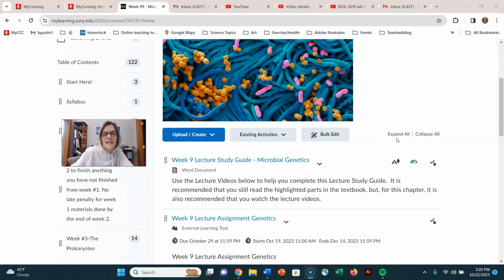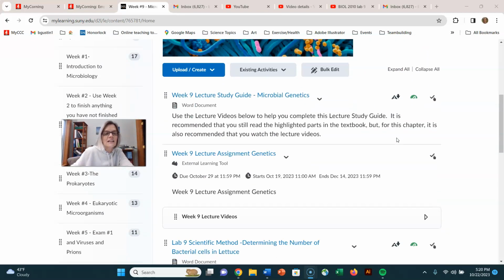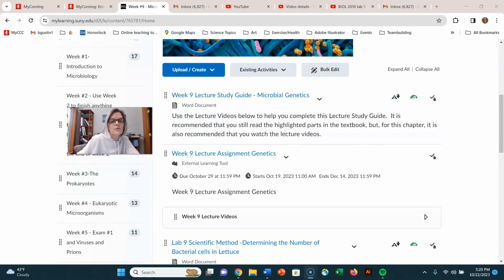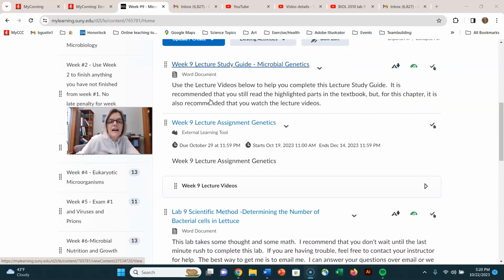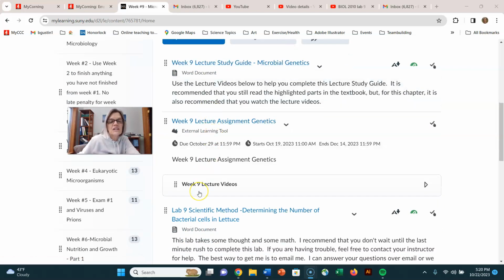Now, microbial genetics, I did the lectures a lot like we did with metabolism. There's a lot more in the chapter than what we could possibly cover or need to cover in this course. And so definitely follow the lecture study guide. I highly recommend that you use the lecture videos to complete your lecture study guide. And just because you can get it from the book, it's all there.